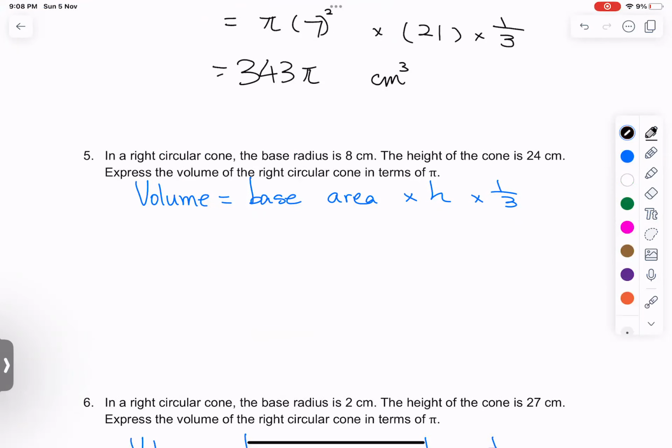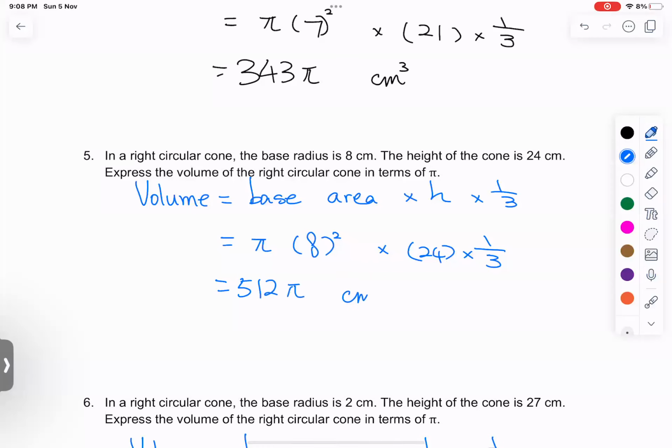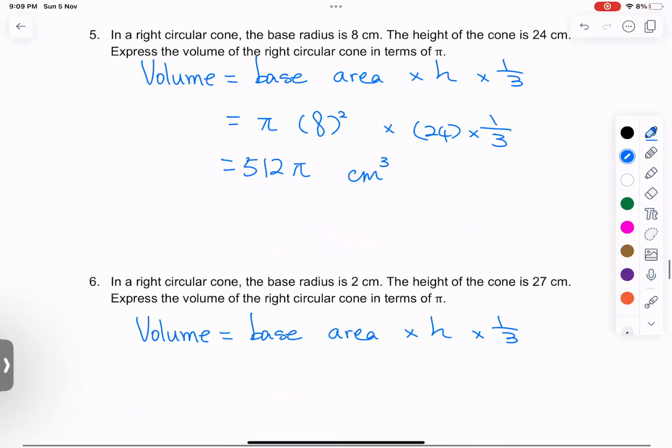What's our base now? Base is a circle. Circle area is pi r squared times height times 1 over 3. Radius is 8. Height is 24. And I click the whole thing in the calculator. You should be able to get that as 512 pi cm cube. It's easier now, right? Hopefully.